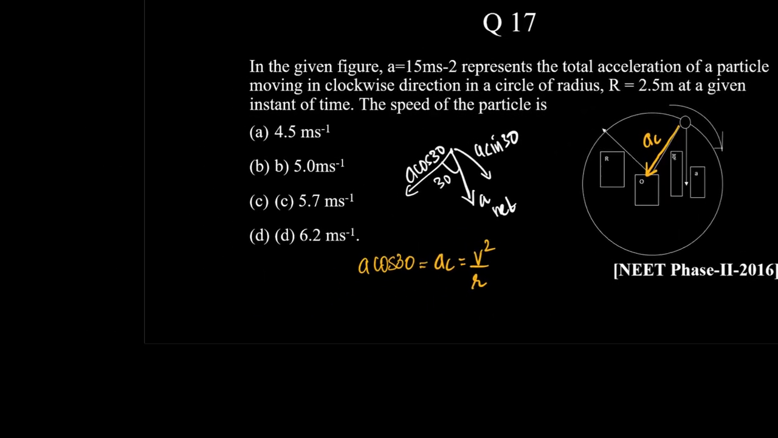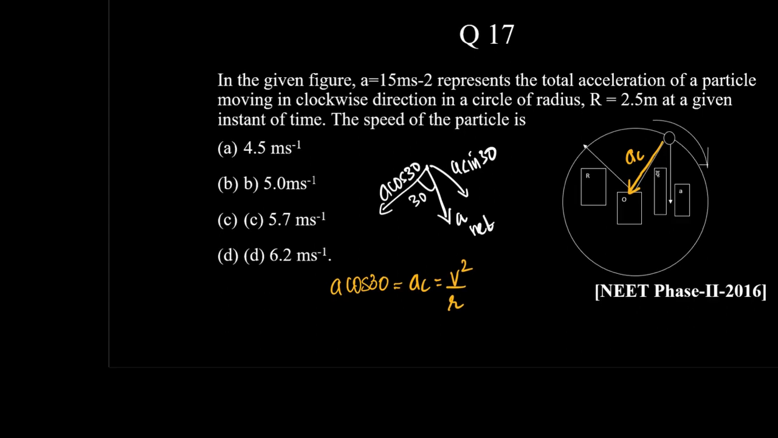So what are we trying to find out? We're trying to find out the speed of the particle, right? So v square will be equal to r into a cos 30. What is the value of r? R is given to be 2.5. What's the value of a? It is given to be 15, and cos 30 is root 3 by 2.